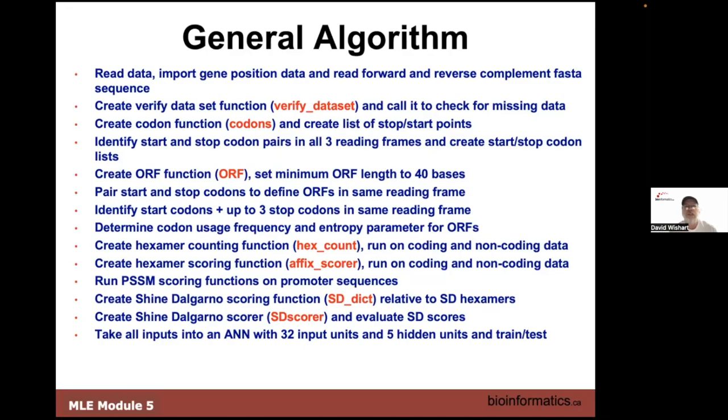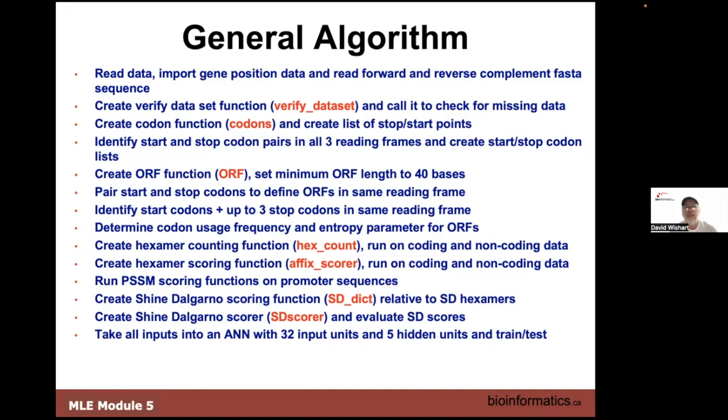The first thing is, read your data. We're taking in the E. coli genome data, so we have to find at least our gene position data to check the quality of our predictions. Then we take the forward and reverse strands that we're going to be analyzing. We verify the data, checking for missing data. We have the codon function, we identify the start and stop, just as we've done, and we create the ORF function to find the minimum length. This is the old ORF function, the one we introduced at the beginning of the morning.